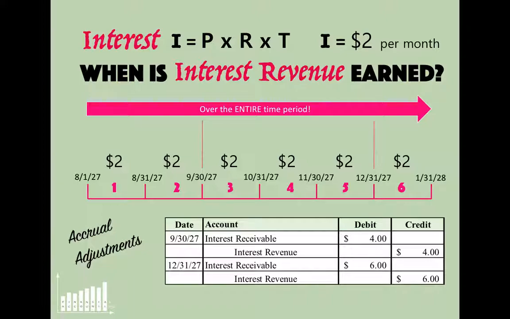On December 31st, we would record the amount of interest we have earned and the amount of interest Mr. Moneylater owes us for the months of October, November, and December. So we would have $6 additional interest receivable and interest revenue.